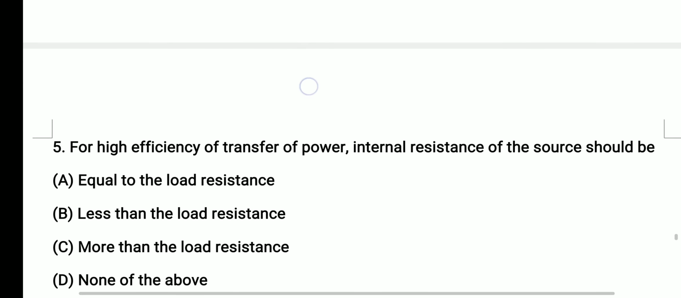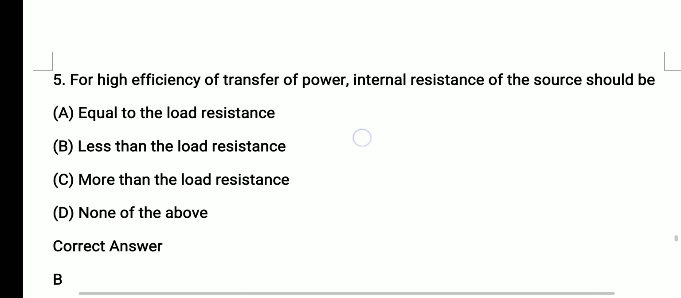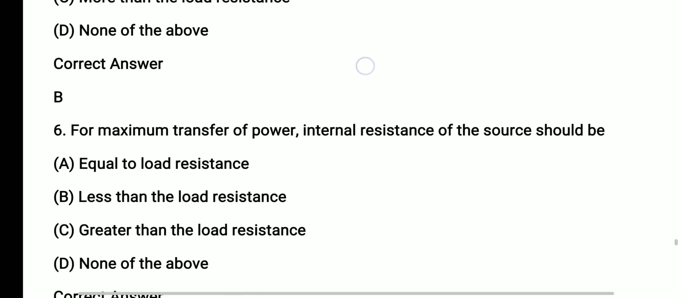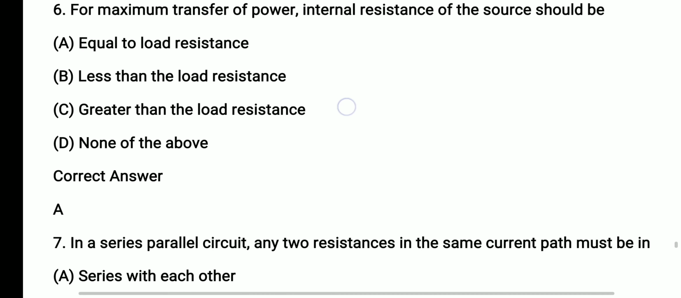The next question: for high frequency transfer of power, the internal resistance of the source should be less than the load resistance. It cannot be higher than the load resistance. So option B is the right answer. Less than the load resistance is the right one. Next question: for maximum power transfer, the internal resistance of the source should be, we know, equal to the load resistance. So option A is the right one.